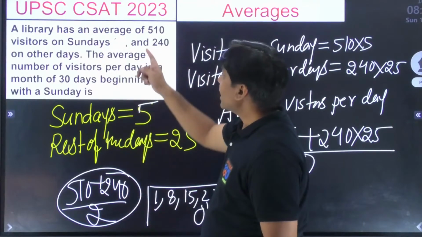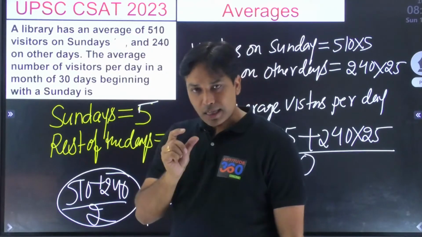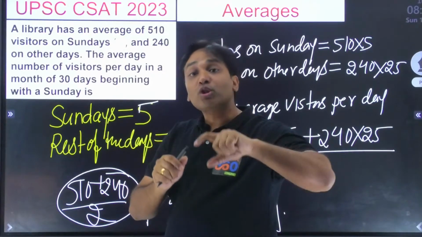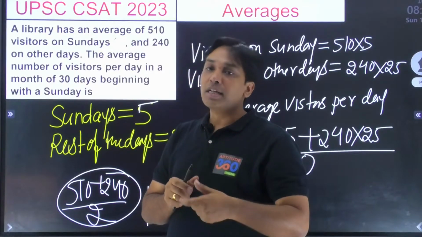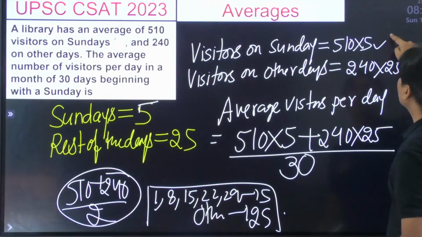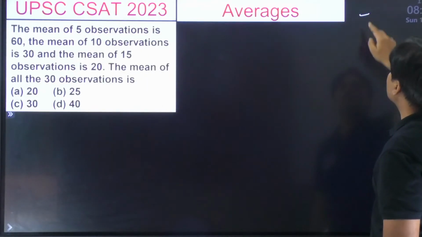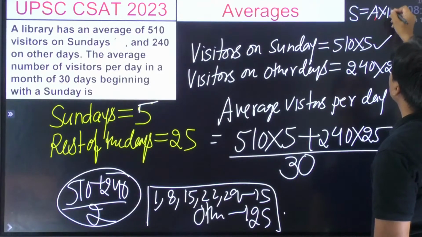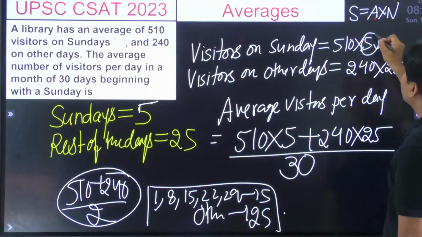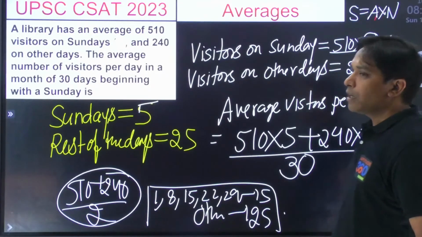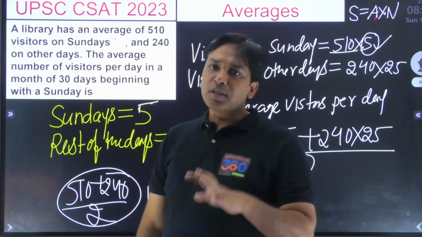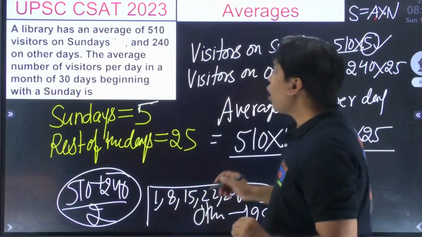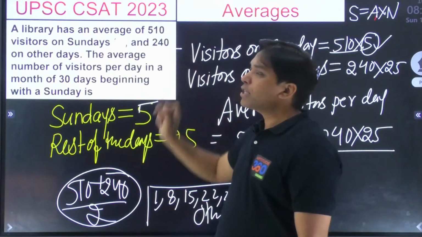Now what do we know? That on Sundays the average is 510. How many Sundays do we have? 5. So total number of visitors on Sunday will be what? Sum is equal to average into number. The number is 5, the average is 510. So out of 30 days you have got 5 days as Sundays. How many days are you left with? 25. On the rest of the days the average is given to you as 240.